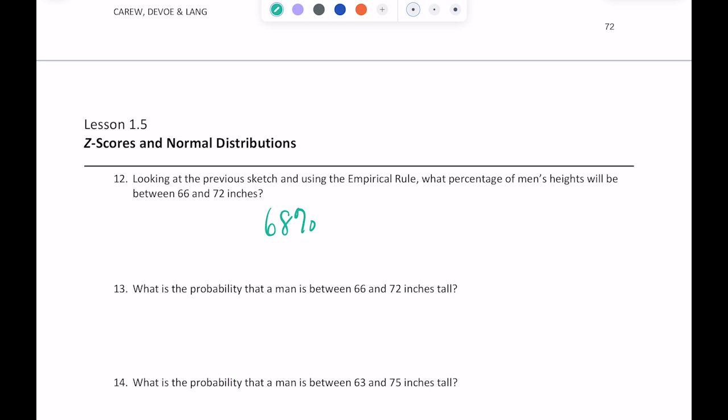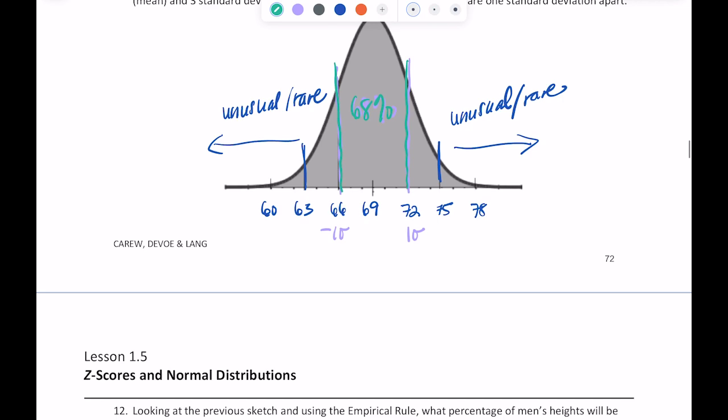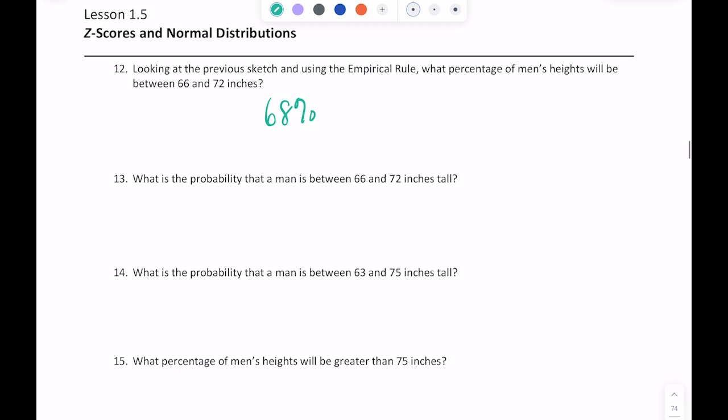So the probability, remember, of an event is just the likelihood that that event will take place. In other words, the likelihood that a man will have a height between 66 and 72 inches divided by the total possibility. So our likelihood is 68% divided by the total, which would be 100% of all males. So that's just 68%.